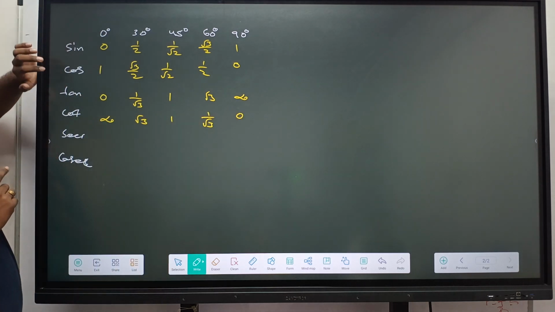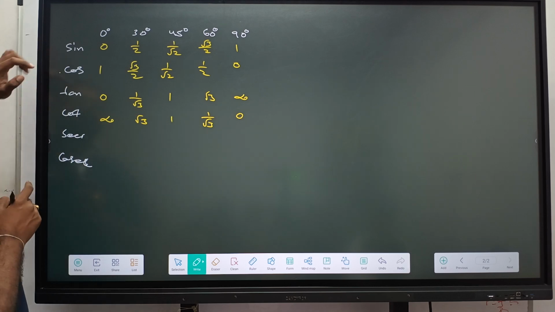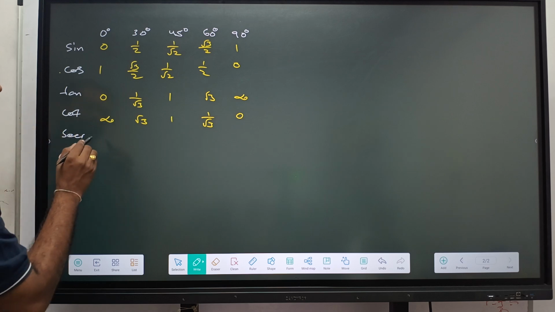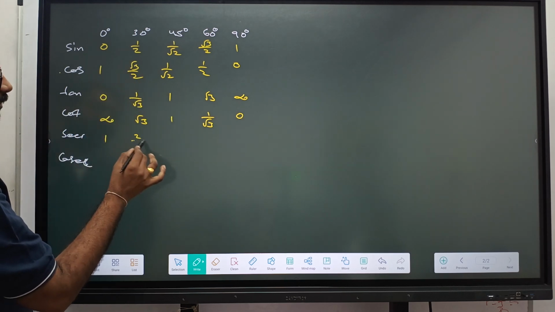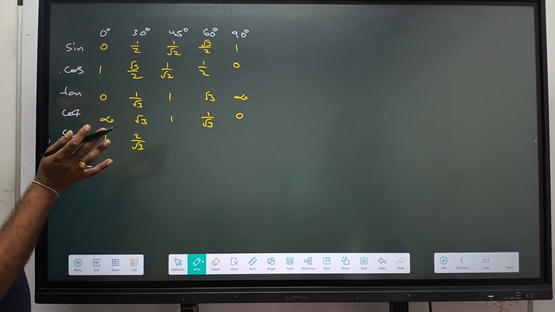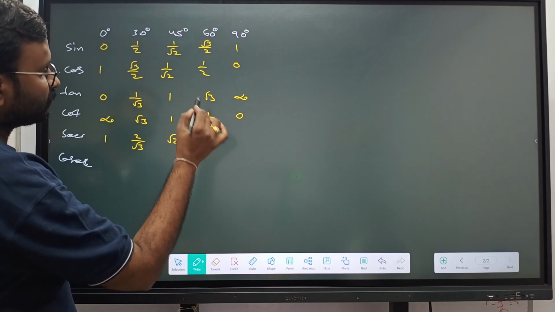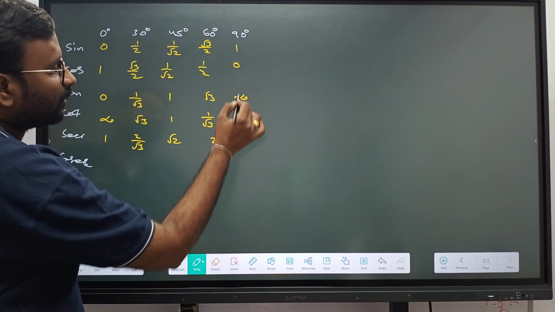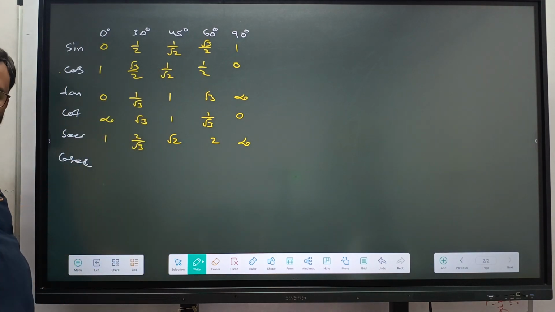Again secant theta, we can write as the reciprocal of cos theta. This is 1, again 1 by 1, 1. And this is root 3 by 2, this will be 2 by root 3. Reciprocal is different to reverse. And this is 1 by root 2, which is root 2. And this is 1 by 2, which is 2. This is 1 by 0, infinity. This is 1 by cos theta, right?